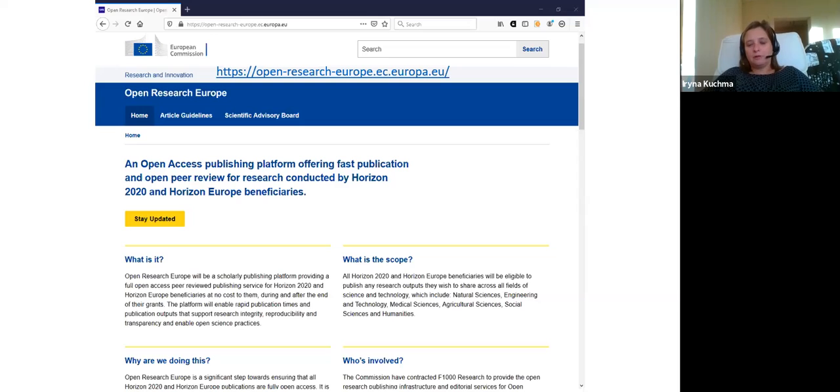And this model follows examples from the UK, Wellcome Trust, which is the largest private biomedical funder in the world. They have had this Wellcome research publishing platform for a couple of years already. And this platform now is the most popular publication venue for Wellcome Trust grantees. There is a similar publishing platform at the Bill and Melinda Gates Foundation.